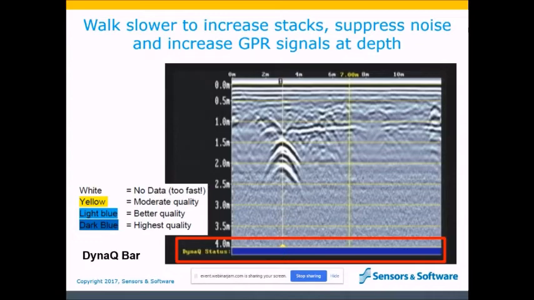Some of you may be familiar with the dark blue DynaQ bar plotted under GPR lines. The DynaQ bar is a color indication of how much the GPR trace above it has been stacked.